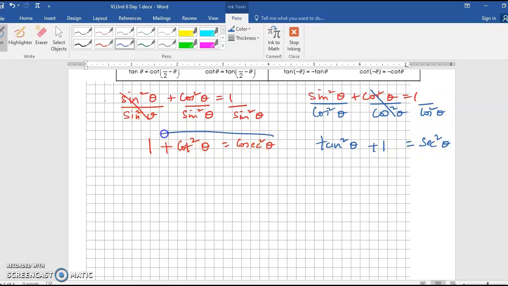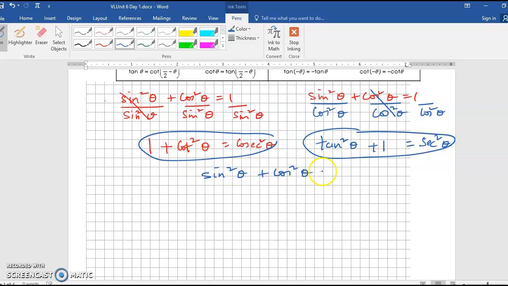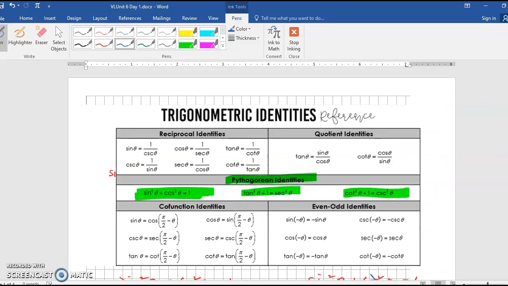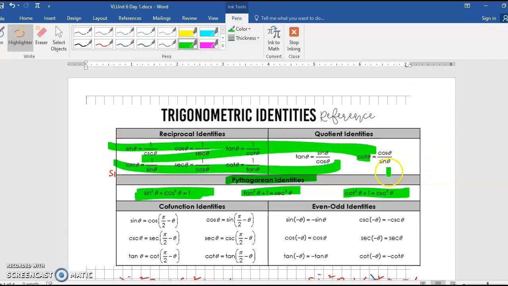So the other two can easily be derived from the original one, which is sine squared theta plus cosine squared theta is 1. So this is the most important one, and we'll be using this over and over in many situations. For today's lesson, we'll only focus on this part, and these are known. You have been learning this a lot. The others we'll use later.